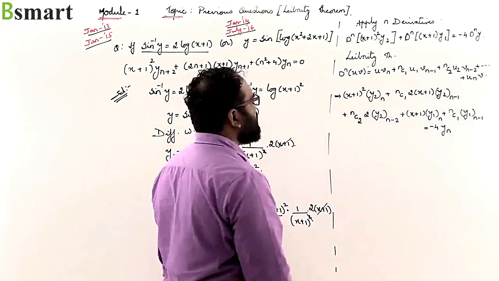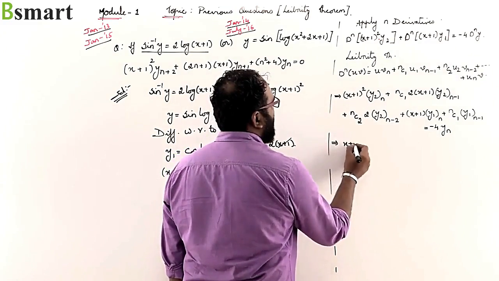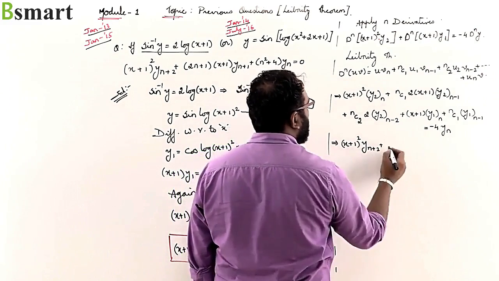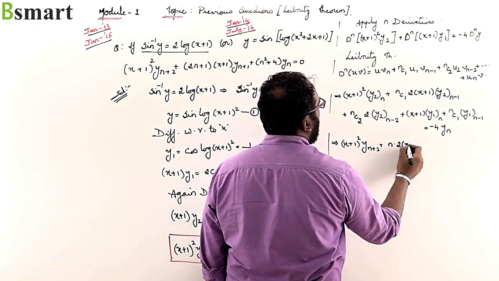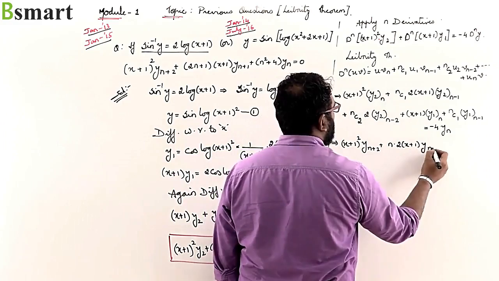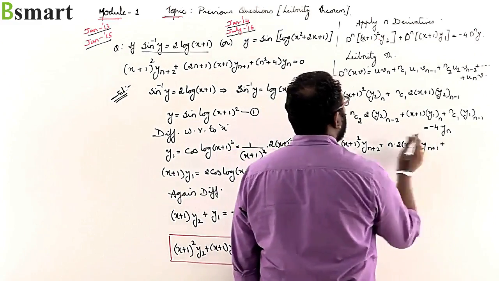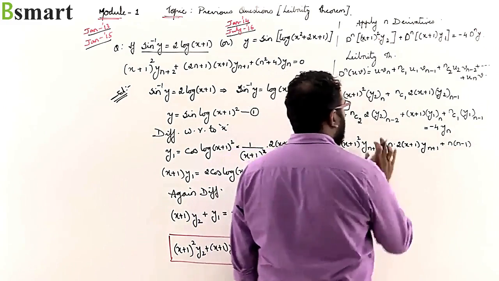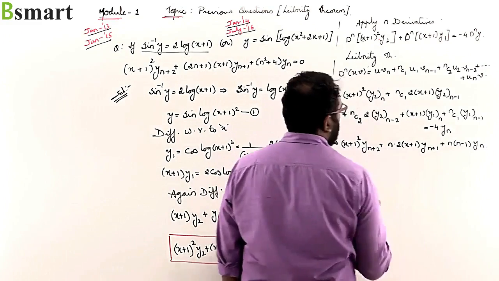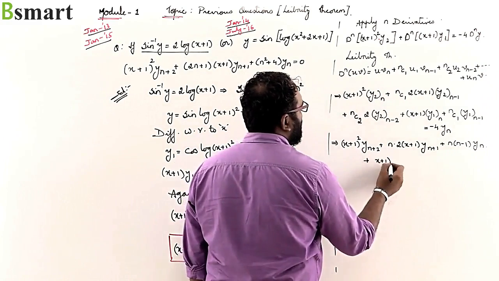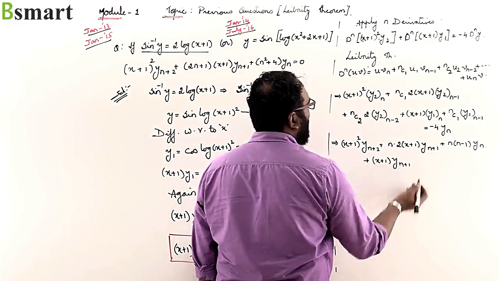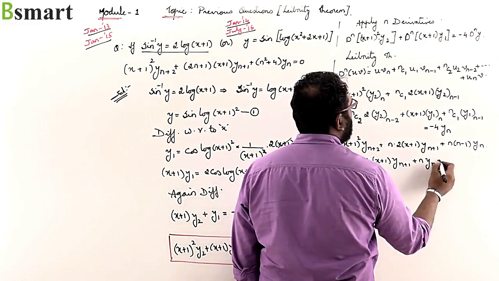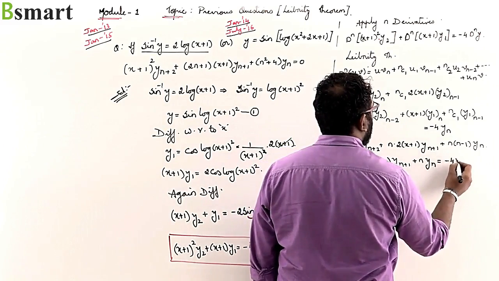Now if we simplify this, that is equal to (x plus 1) whole square into y n plus 2, plus nC1 is n, into 2 into (x plus 1) into y n plus 1, plus nC2 is n into n minus 1 by 2, so 2 will get cancelled, this value is yn, plus (x plus 1) into y n plus 1, and again nC1 value is n, plus n into yn is equal to minus 4 into yn.